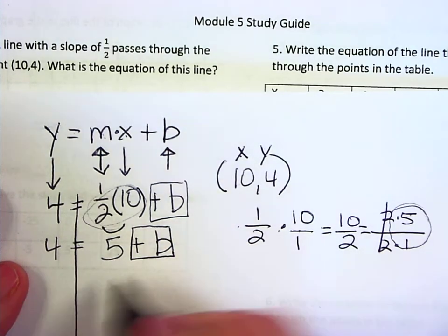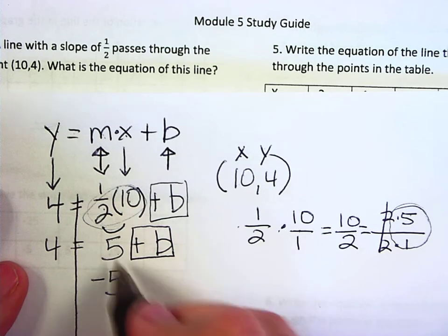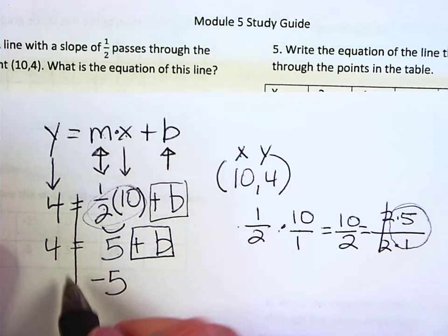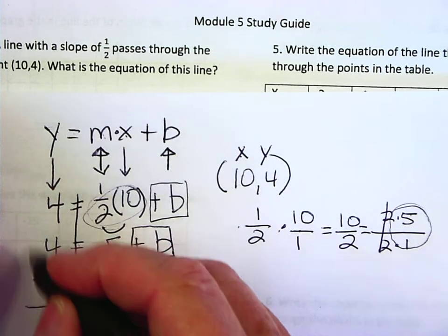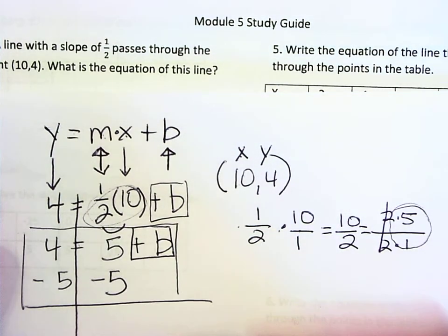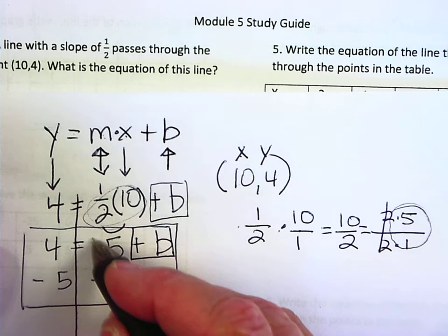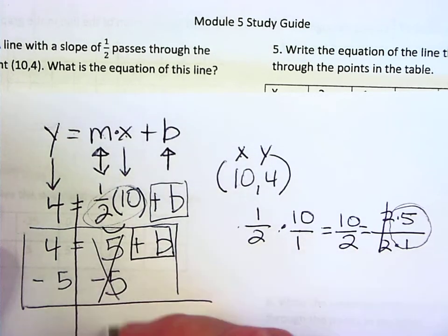Well, this is 5 positives. If I put 5 negatives here, those will cancel out, but I have to put 5 negatives on the other side to maintain the balance in my equation. So now I'm combining all this right here. So these cancel out. I'm left with just b. I just isolated my variable.